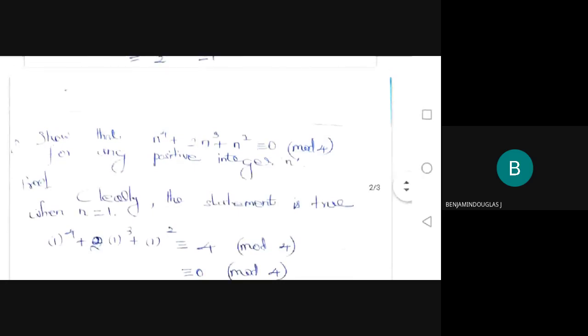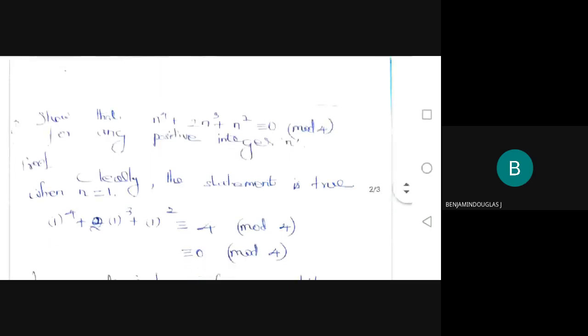Next problem, show that n power 4 plus 2n cube plus n square is congruent to 0 mod 4 for any positive integer n. This problem is given in your assignment. Many of you have doubts in this problem, that's why I will explain the solution. This problem will be proved by using the method of induction.